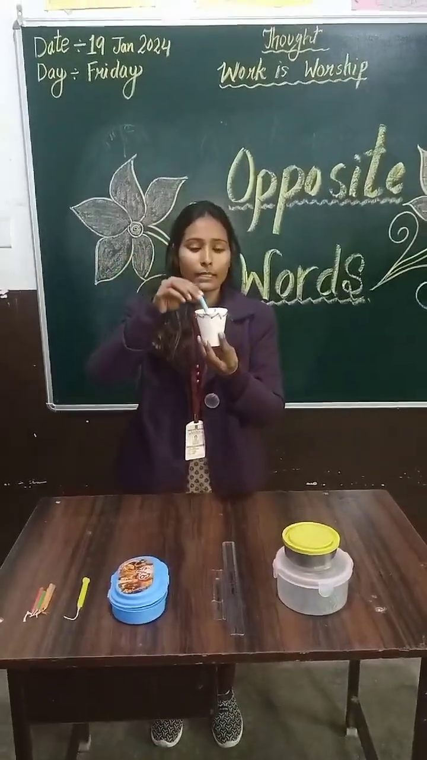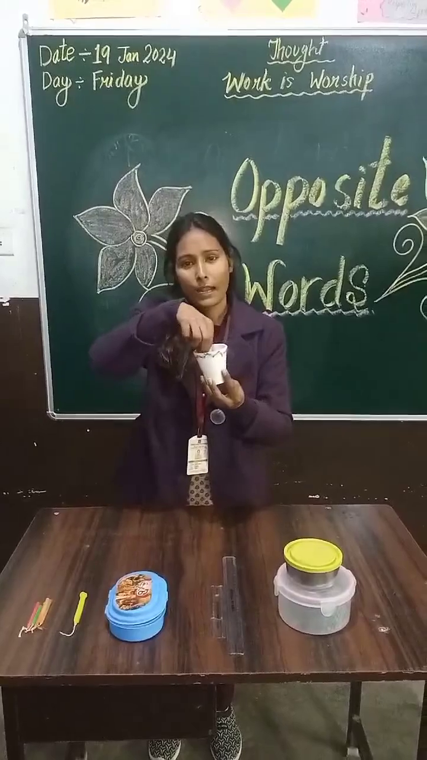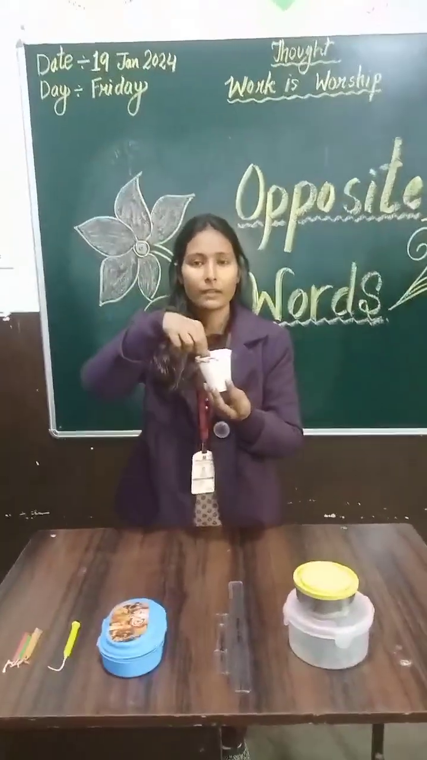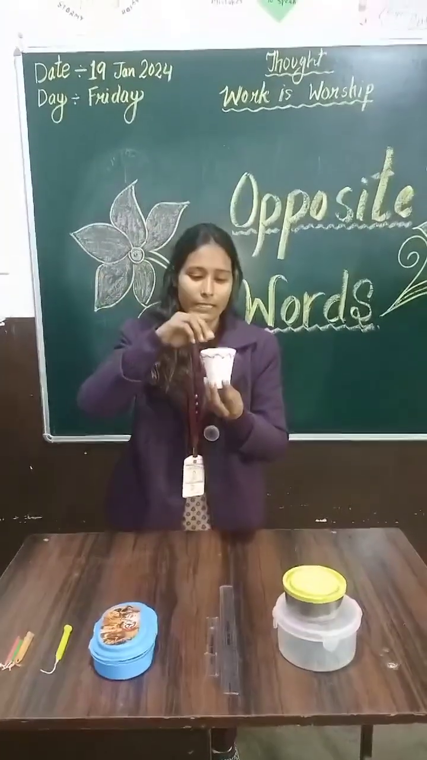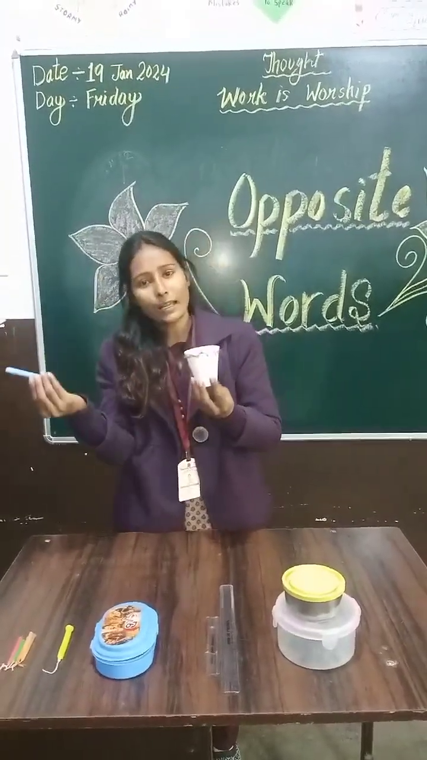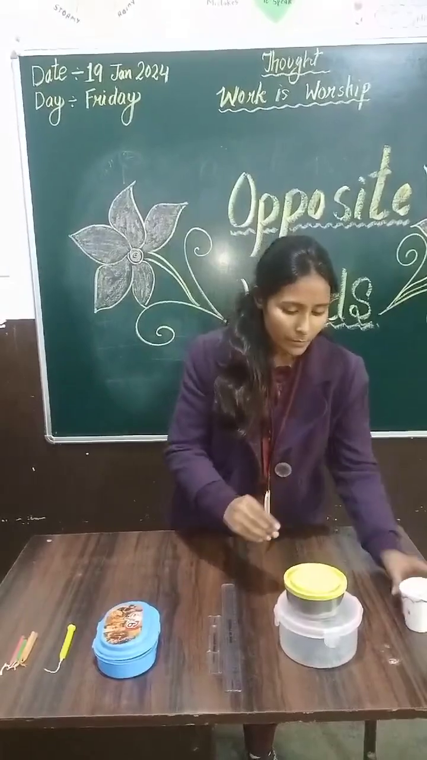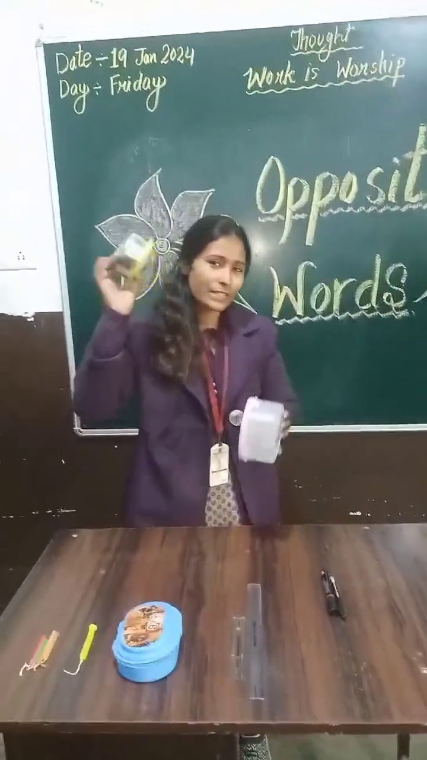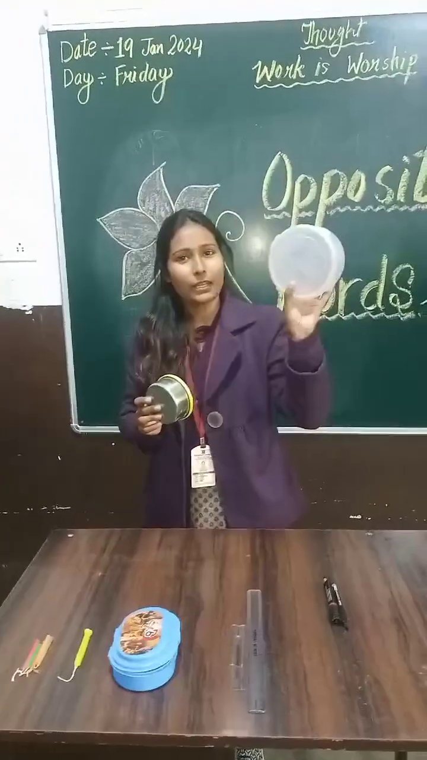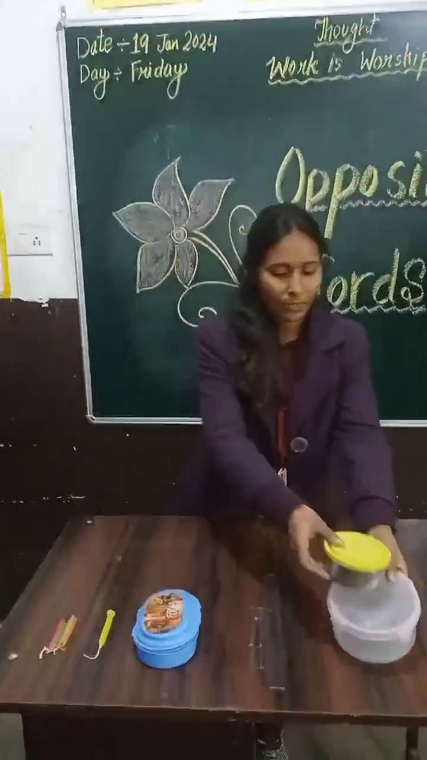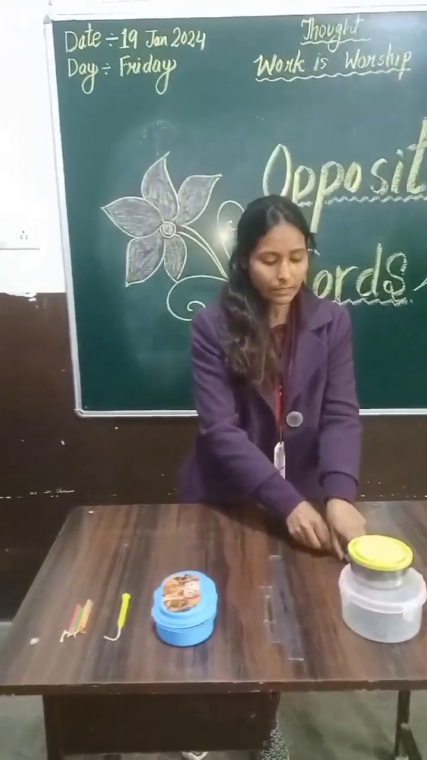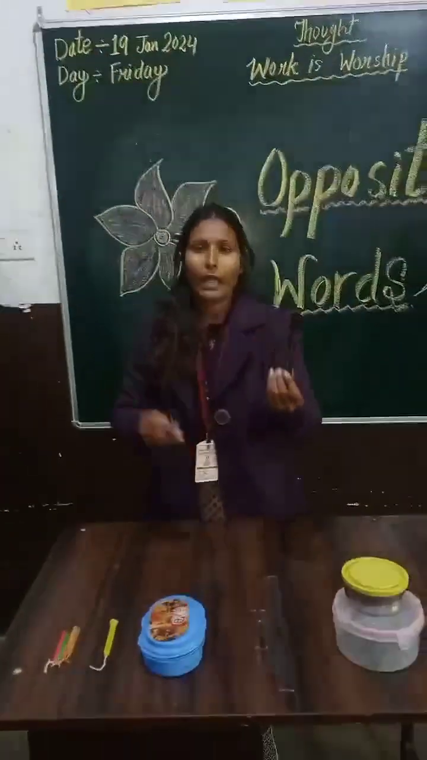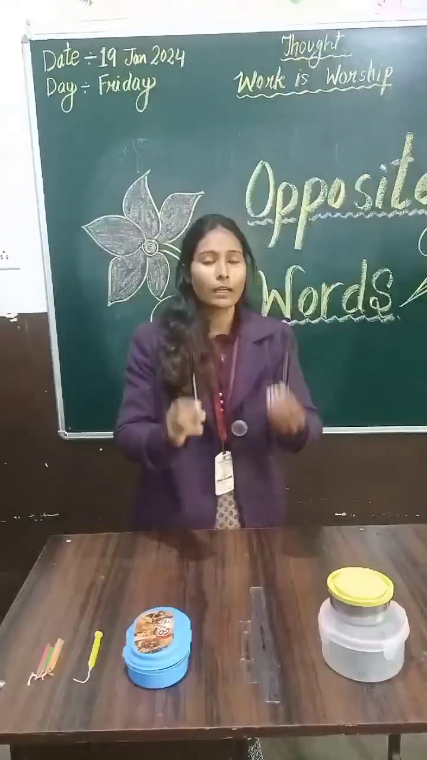This chalk is inside the glass and now it is outside of the glass. Inside, outside. Next is big and small. Big, small. Next is thick and thin. This marker is thick and this marker is thin.